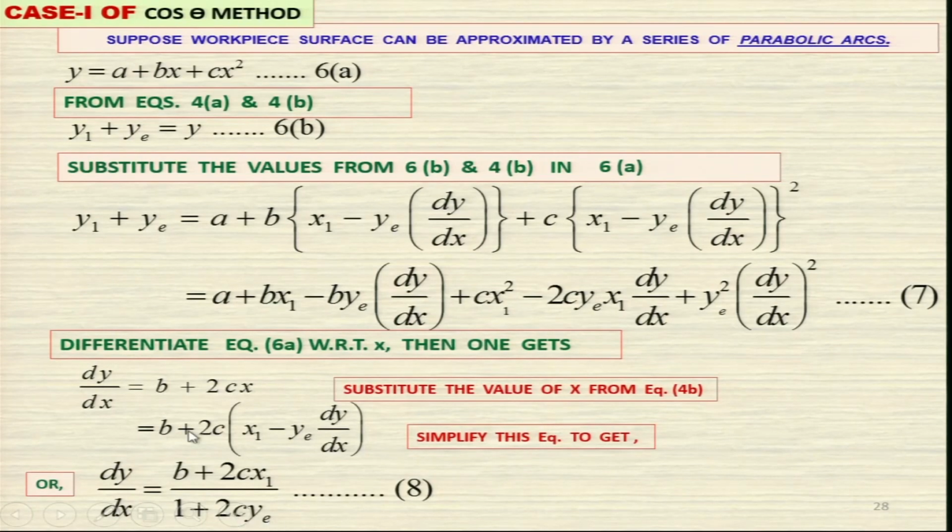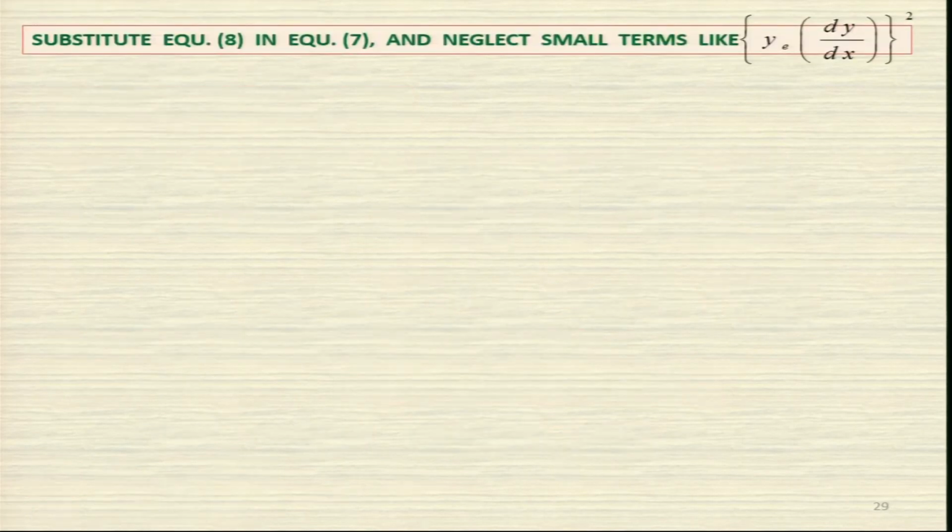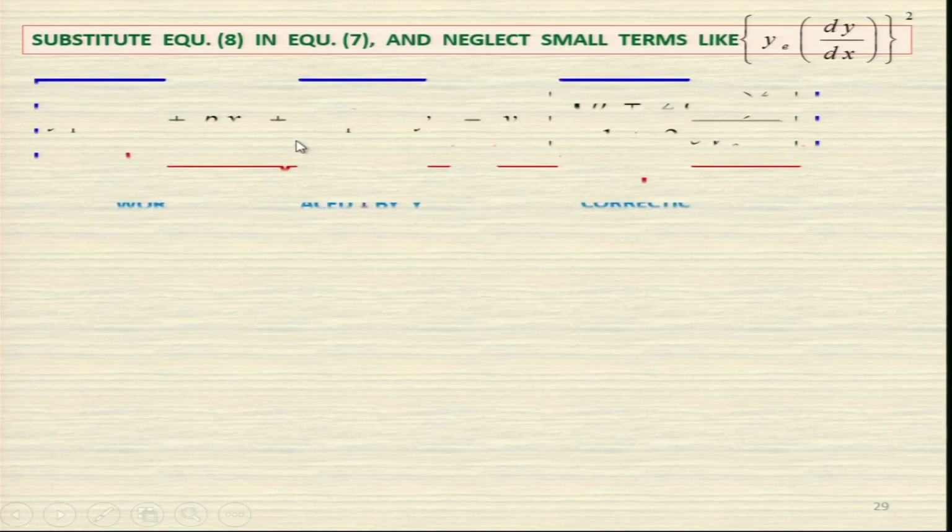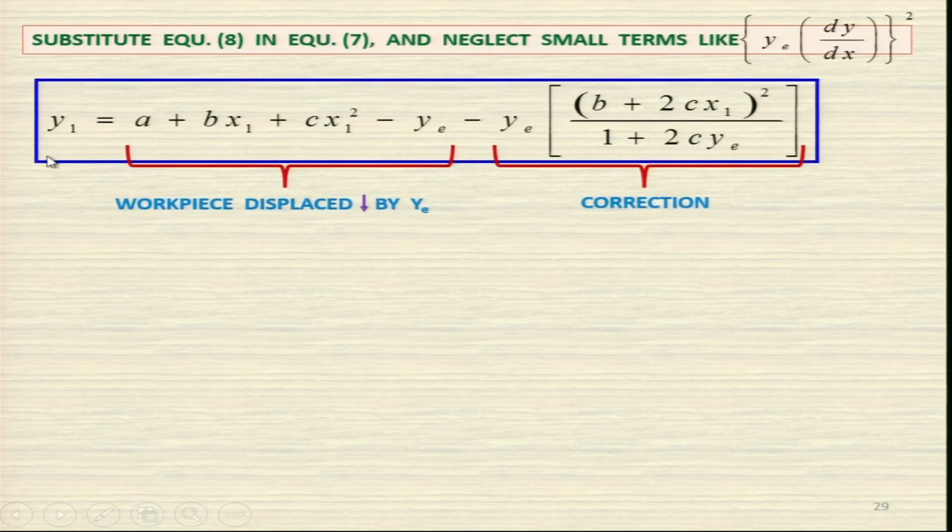So, you simplify this equation to get this particular equation. Substitute equation 8 in equation 7 and neglect small terms like y_e dy/dx, because dy/dx and y_e are already small, this is still smaller, and the square of this becomes further smaller. So, you can neglect these terms. So, what you get is y1 is equal to a plus b x1 plus c x1 square minus y_e.